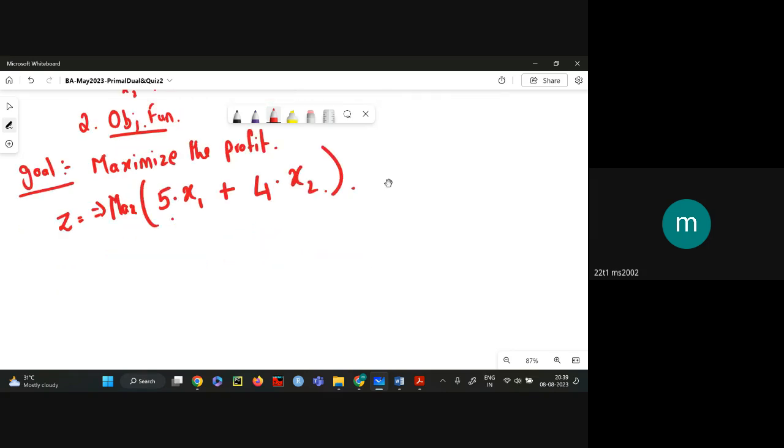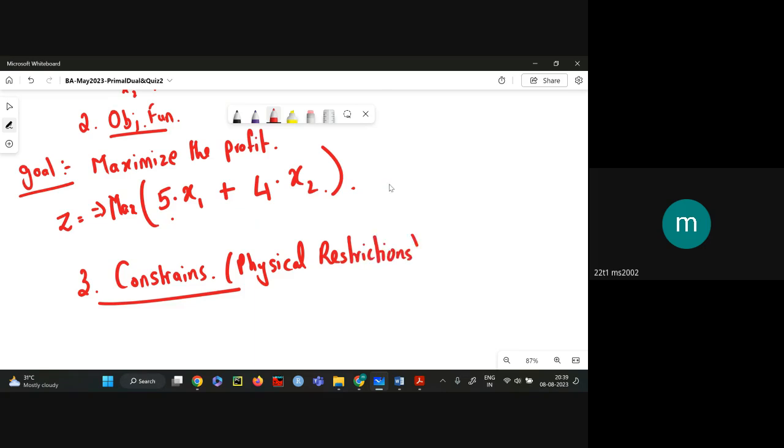Then comes the third piece. If I want to maximize this, I can say I want to produce 10,000 cars, 10,000 dolls, right? Random numbers I can do. But that is not possible for me because I have certain restrictions that I have to impose on this problem. Constraints. The constraints basically impose the physical restrictions on your problem. So anything in the real world that is going to impact your x1 and x2 would be captured in the constraints of your problem.